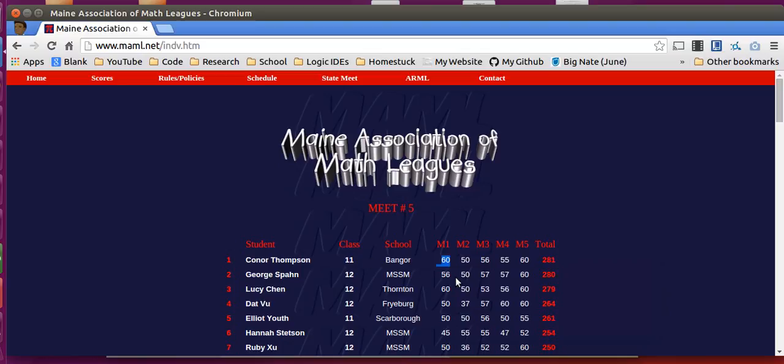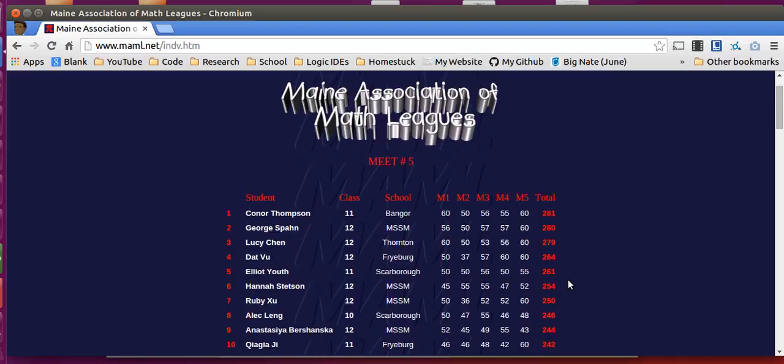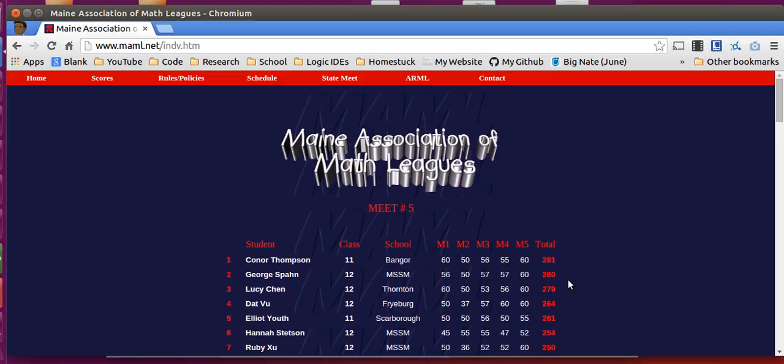Like this person, he's first in the state and he did it, and there's another person who did it. So if you're in the top 10, you might get a perfect score, but it's really hard, and being in the top 10 is really hard. Usually, I think a 20 would be a good score for an average high school student. 20 is a pretty good score.